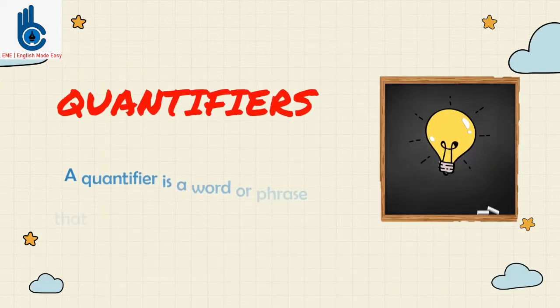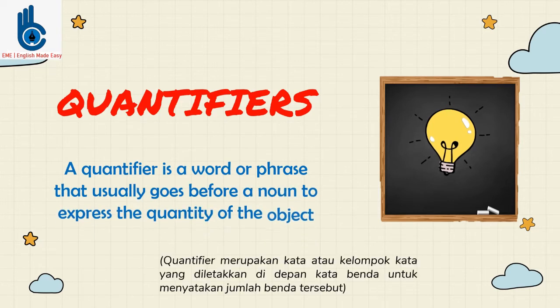What is a quantifier? A quantifier is a word or phrase that usually goes before a noun to express the quantity of object. Quantifier merupakan kata atau kelompok kata yang diletakkan di depan kata benda, baik itu benda yang bisa dihitung maupun benda yang tidak bisa dihitung, untuk menyatakan jumlah benda.